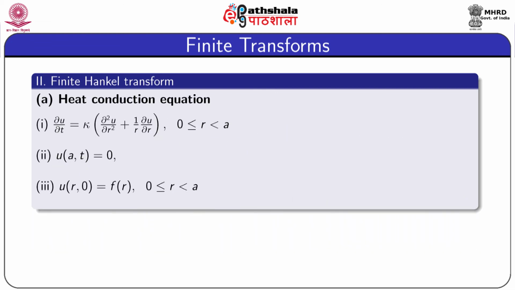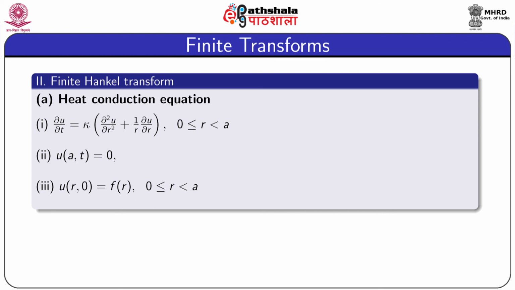Now, we shall use finite Hankel transform to solve the heat conduction equation. The heat conduction equation in the polar coordinate system is given by equation 1: del u del t equals kappa into del 2 u del r square plus 1 by r del u del r, where r varies from 0 to a. The boundary condition is u at a, t equals to 0. The initial condition is u r 0 equals to fr.